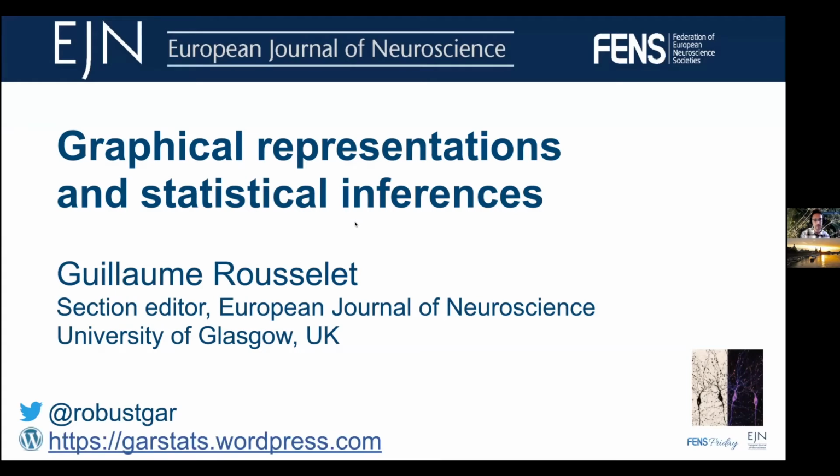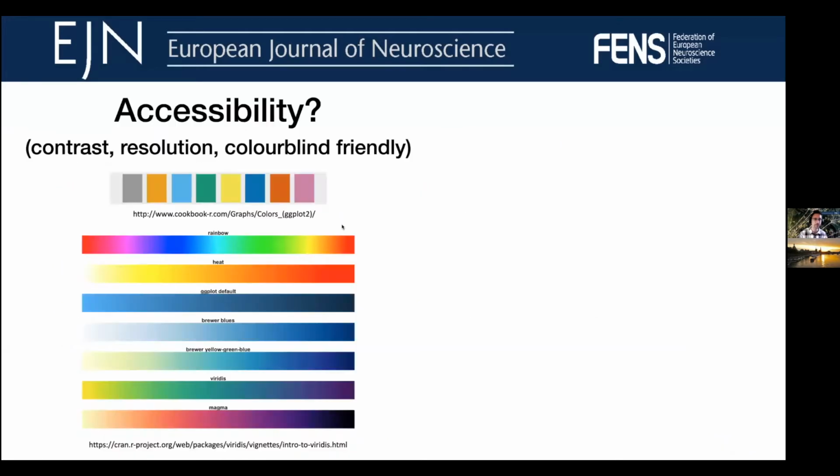So I'm a section editor at the European Journal of Neuroscience, and today, what I want to do is give you some indication of the type of common issues I see in submissions related to graphical representations and how they link to statistical inferences. So when I get a submission to the journal, the first thing I do is I read the title and then I go straight to the figures, because it really tells a lot about the quality of a paper.